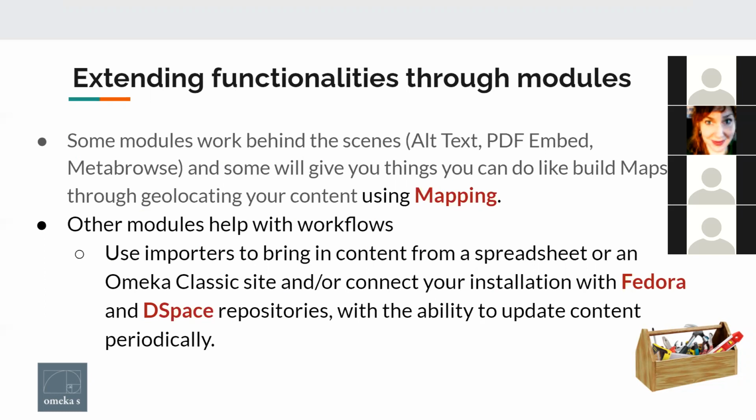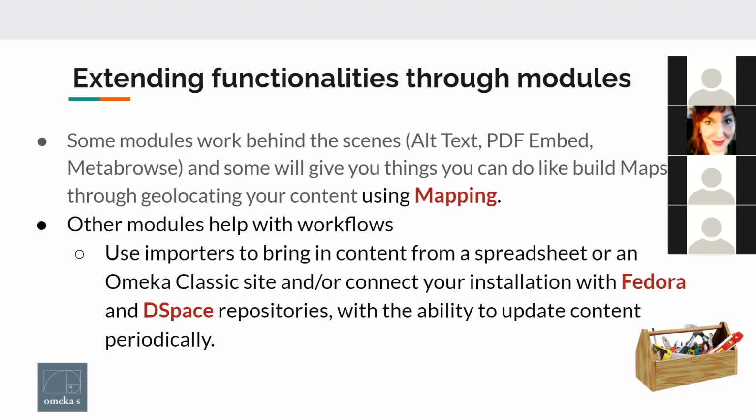So if you have something in a Google Sheet or Excel sheet, and you can get it into a CSV file, then you can bring that into Omeka S. If you have an Omeka Classic site and they've set up an API so that you can harvest from that, then you can bring that content into an Omeka S.